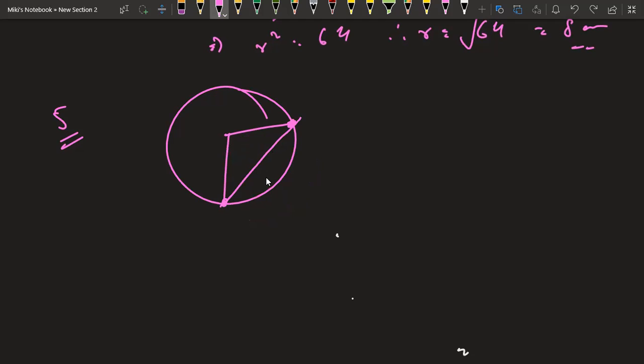Now they're saying, find the area of the minor segment formed by a circle of radius 6. That means its radius is given as 6 centimeters, and a chord. This line which we just drew is known as the chord. This chord has a length of 3 centimeters. Now they're asking us to find the area of the minor segment.